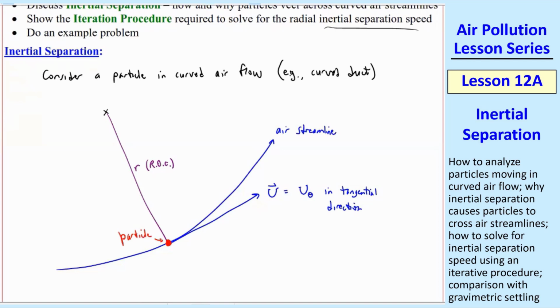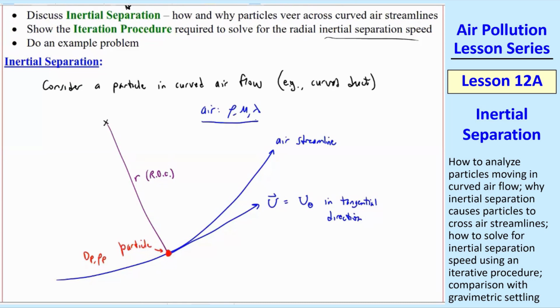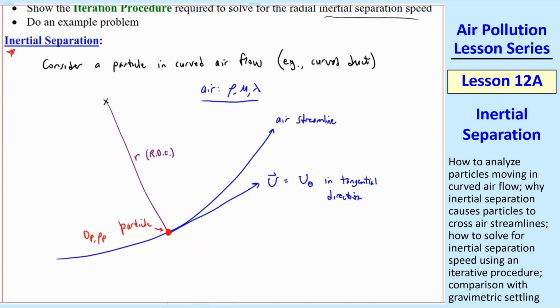Let's suppose we have a particle at that location with the normal diameter dp and density rho p. The air has the normal properties rho, mu, and lambda, just like previously. The reason we call this inertial separation is because the particle is heavier than the air, so it gets flung outward with some speed that we're going to call vr. It's a radial speed, a velocity in the radial direction.